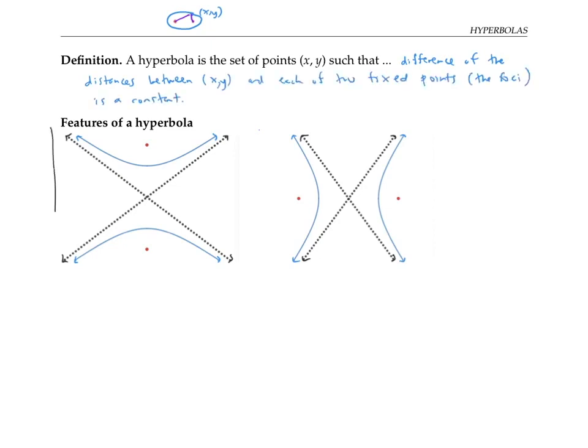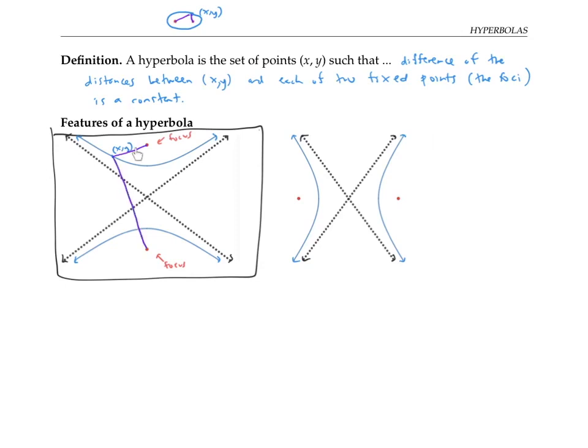In this picture on the left, the two blue lines are the two branches of the hyperbola. The two red ones are the foci. So for a point (x, y) on the hyperbola, if I look at the distance from (x, y) to one focus and the distance from (x, y) to the other focus, the difference of those two distances will be the same no matter which point (x, y) on the hyperbola I choose.